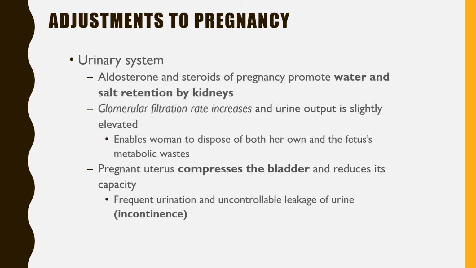In addition, mechanically, a growing fetus, because this is a very large mass that's growing here, can compress pelvic structures as well, and that includes the bladder. So that can reduce the bladder's capacity, so they might have more frequent urinations, some uncontrollable leakage of urine, or some incontinence, as we call it.